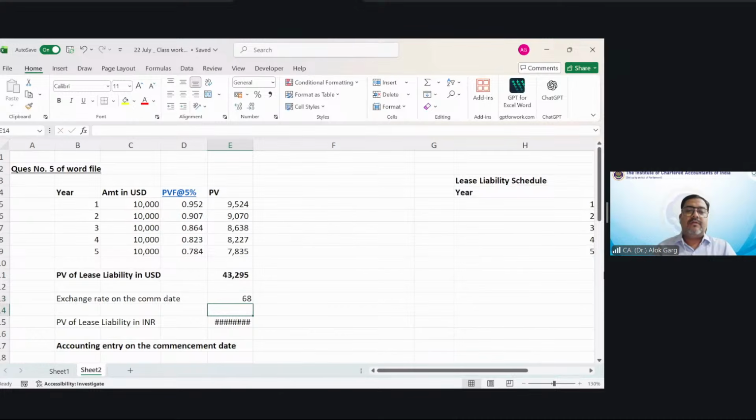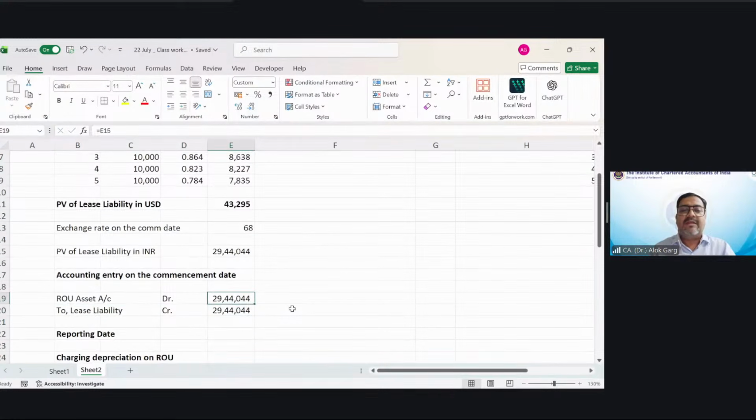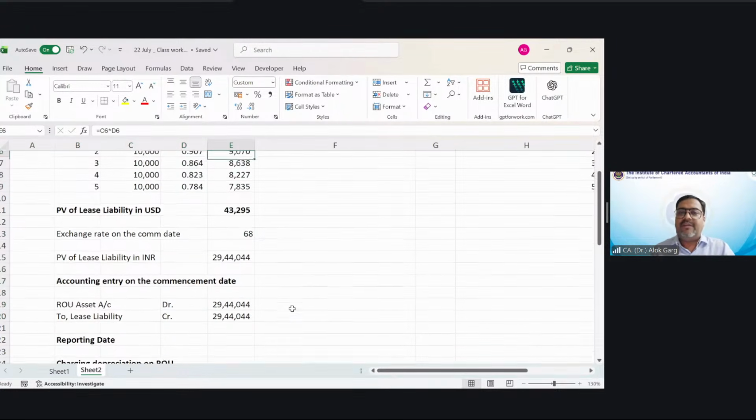68 rupees. So what is my present value of the lease liability in INR? 29,44,044. So what accounting entry will I pass? ROU to lease liability in INR. So my first question was, what will be my ROU and lease liability at the commencement date and at the end of the year?